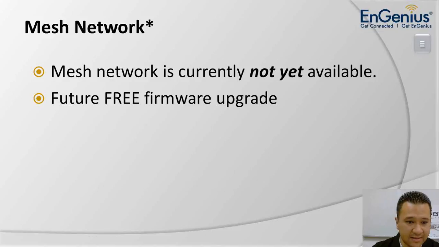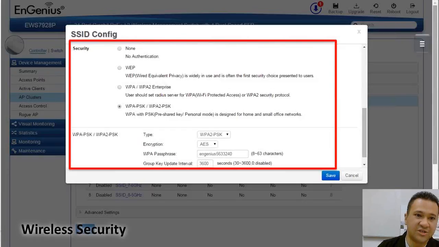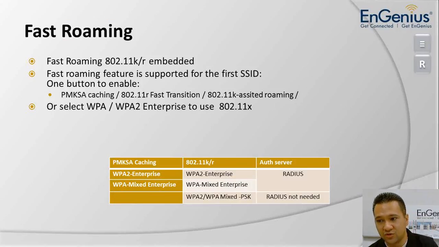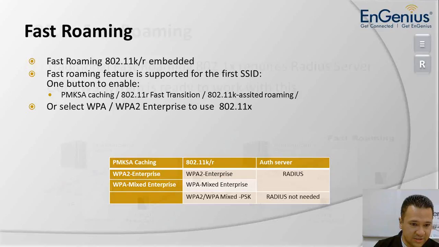Okay, then fast roaming. Another new feature which is released in the phase 2 firmware is fast roaming, in a way that we have a new feature embedded, called the 802.11k/r protocol. I actually want to go to the next slide first.